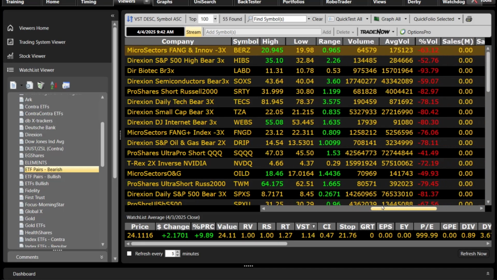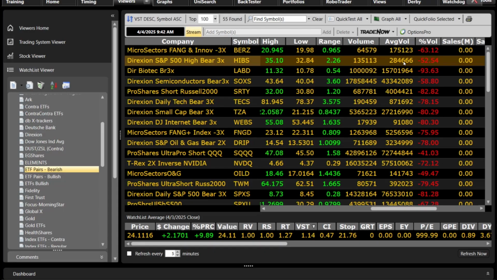However, one of the things we also talked about was make sure you're paying attention to volume and that there is liquidity. I wouldn't necessarily trade BERZ. It only trades 175,000 shares on average, or even HIBS, only 284,000 shares. Definitely would stay away from this one. WEBS.